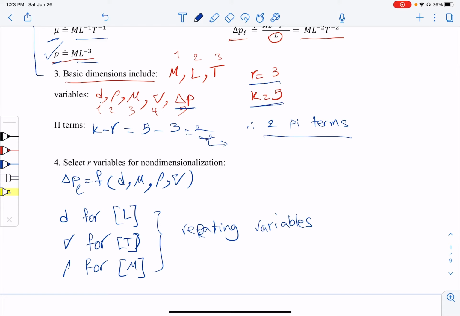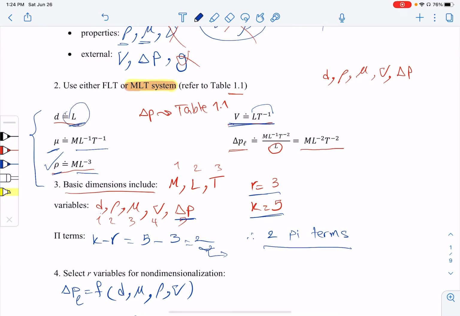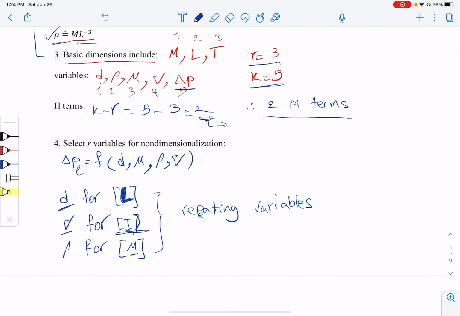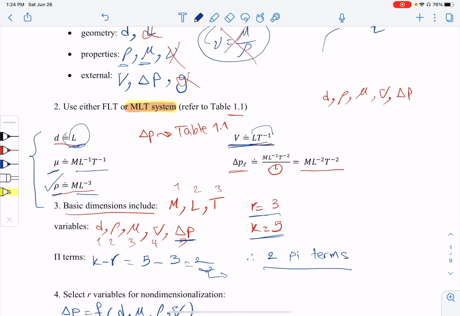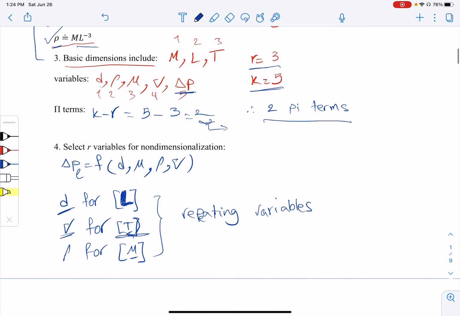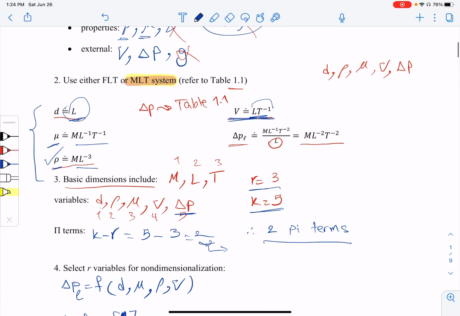So now let's choose the repeating variables. For repeating variables, we need to choose one for each of the reference dimensions that we have, to be a representative of that. For example, we have the MLT system. So for L, I'm going to choose diameter, which has L in it. For T, I'm going to choose velocity, which has a T in it. And for M, I'm going to use density, which has M in it.